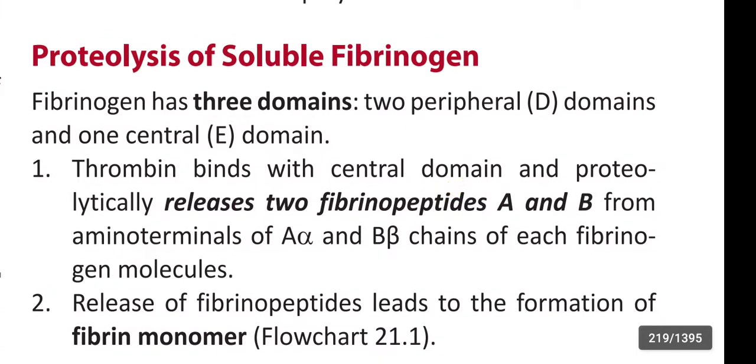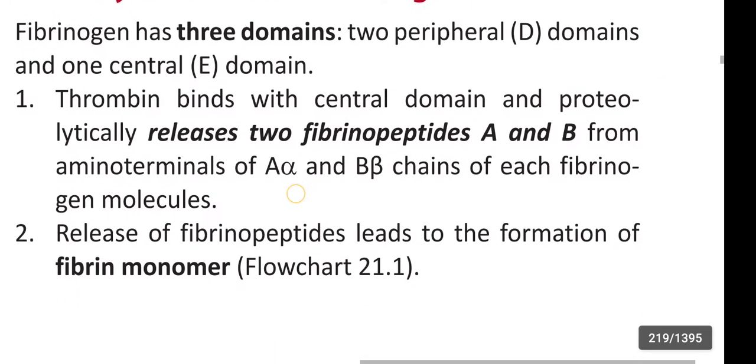The fibrinogen has three domains: two peripheral D domains and one central E domain. Thrombin binds with the central domain and proteolytically releases two fibrinopeptides A and B from amino terminals of A alpha and B beta chains of each fibrinogen molecule. Next, release of fibrinopeptides leads to formation of fibrin monomer.